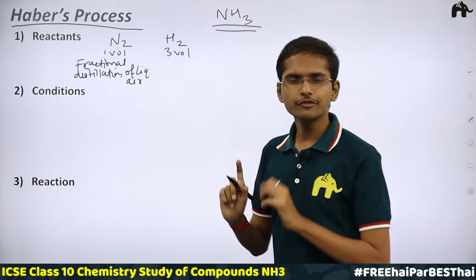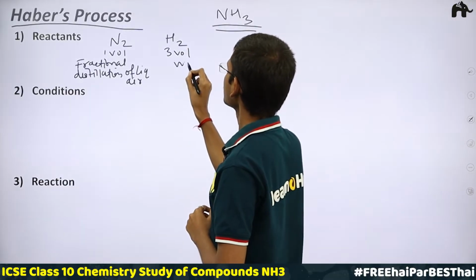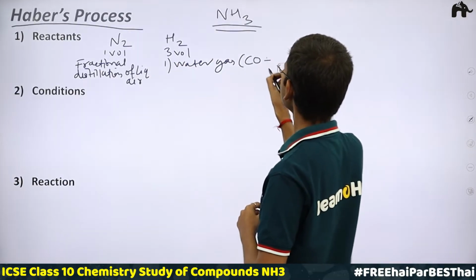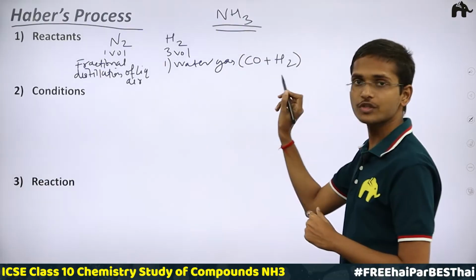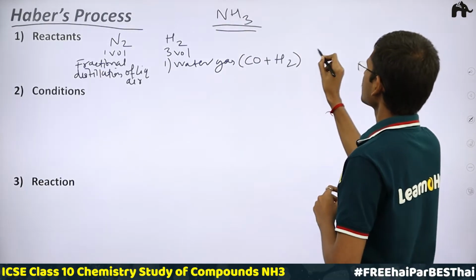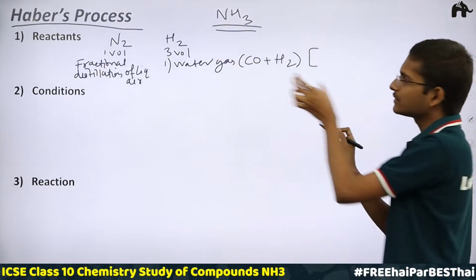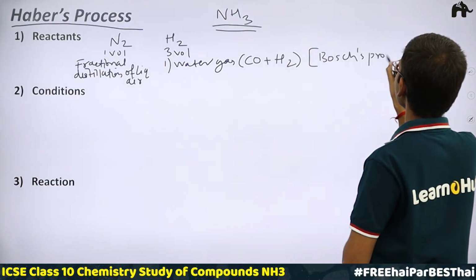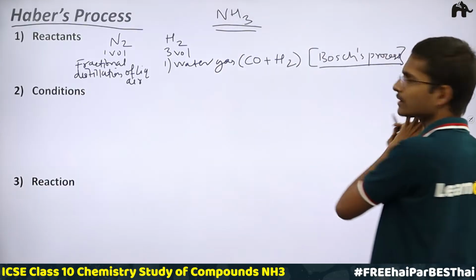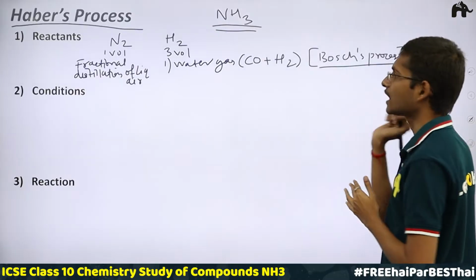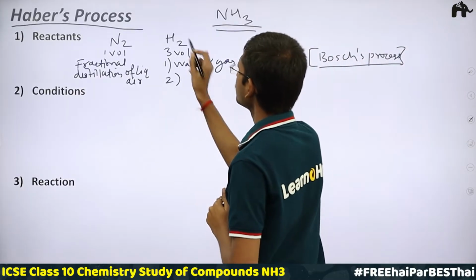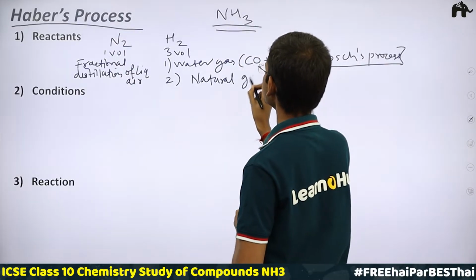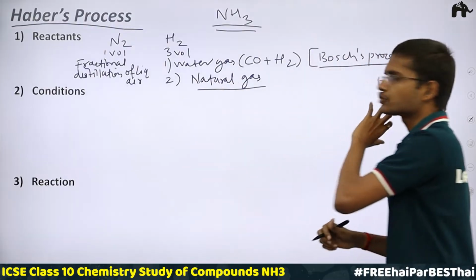And for hydrogen, we can obtain the hydrogen from water gas. Now what is this water gas? Let me tell you. This is the mixture of carbon monoxide and hydrogen, H2. And yes, we are obtaining hydrogen from this water gas, and it is known as Bosch process. So just for your info, you can also remember this thing. It would be beneficial if some question is being asked from this point. Or else we can generate the hydrogen from natural gas as well. Fine, done with the sources.